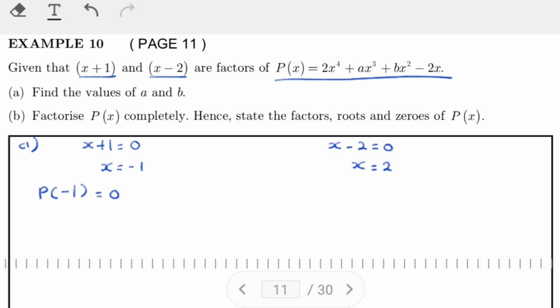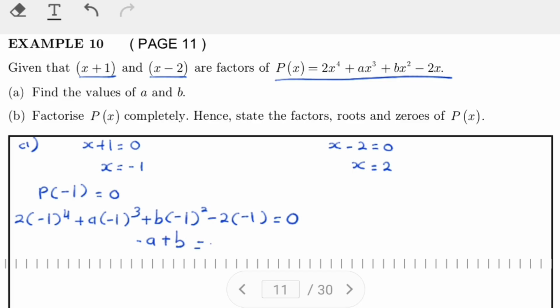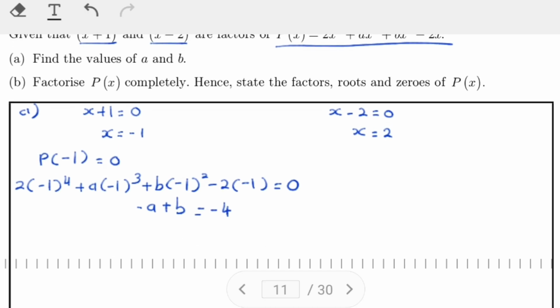So substitute negative 1 into the polynomial, we will get 2 times negative 1 power 4 plus a times negative 1 power 3 plus b times negative 1 power 2 minus 2 times negative 1 equals 0. This equation can be simplified and we'll get negative a plus b equals negative 4. Let b be the subject, so b equals a minus 4. This will be our first equation.